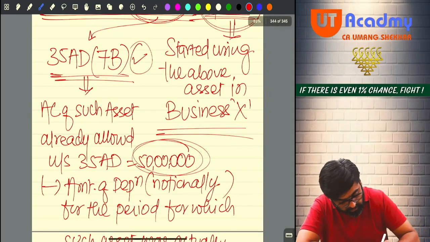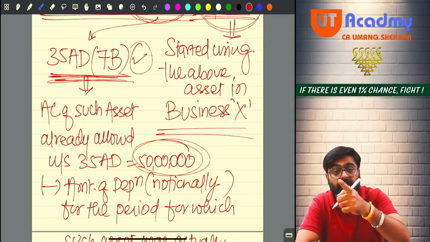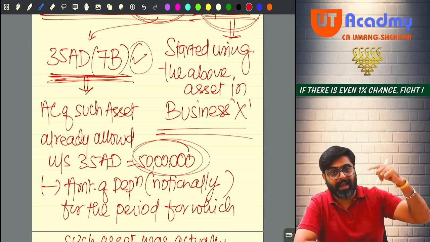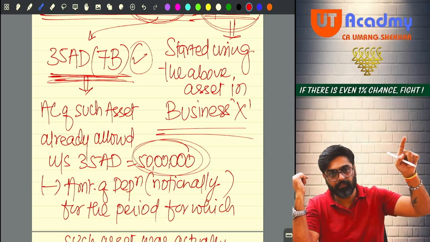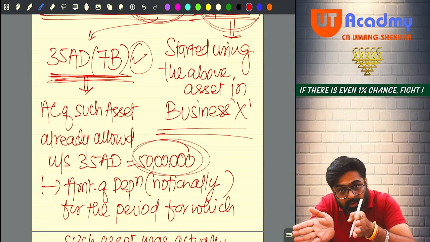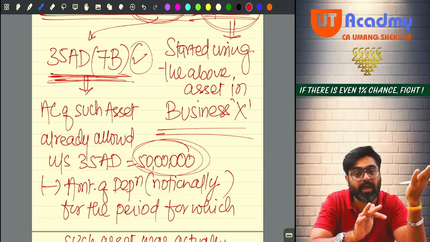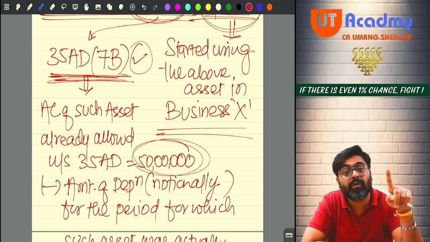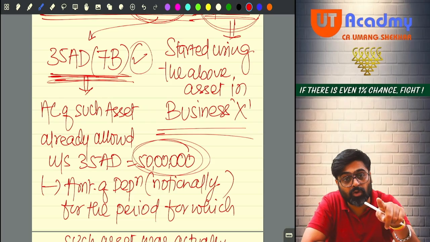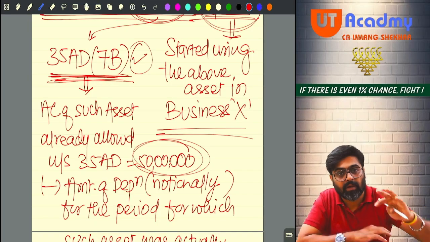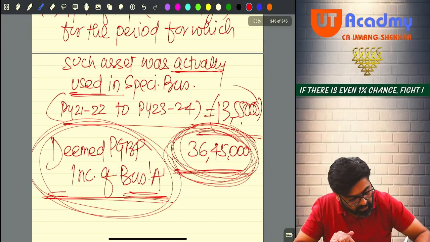It is written in 35/7B. Since you broke the promise, 35/7B is punishing you. What punishment is it giving you? That actual cost which was allowed for that asset is treated as your deemed PGBP income. But not fully. After giving you the benefit of that depreciation, which you would have claimed if this 50 was not allowed, and you would have claimed the depreciation on that amount for the period for which it was used in that specified business. If this cost was allowed in the form of depreciation, you would have already claimed how much cost? Out of 50, you would have already claimed 13,55,000.